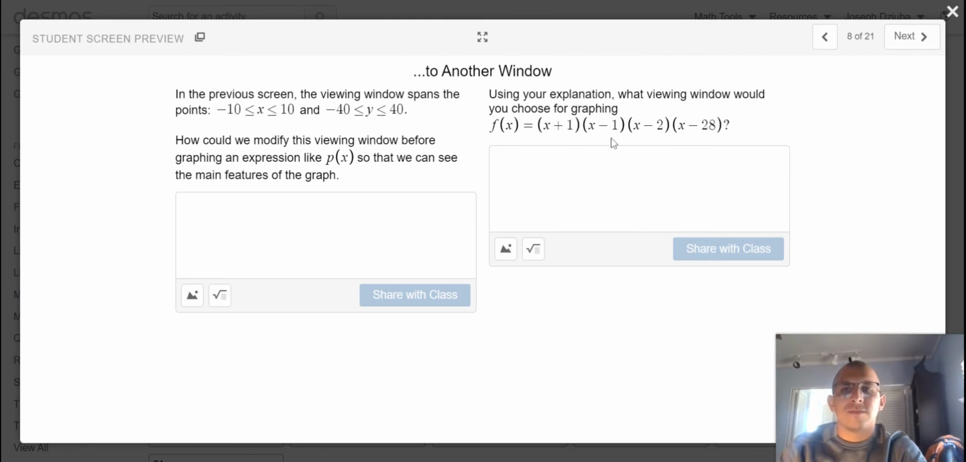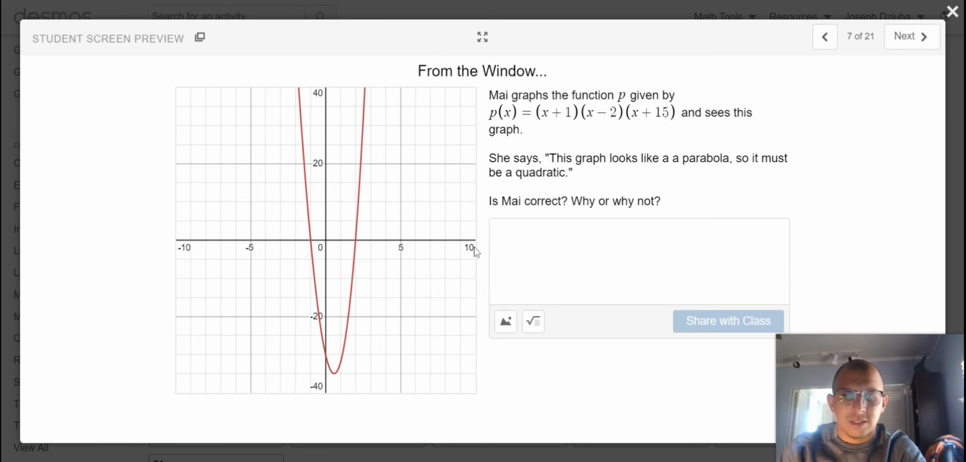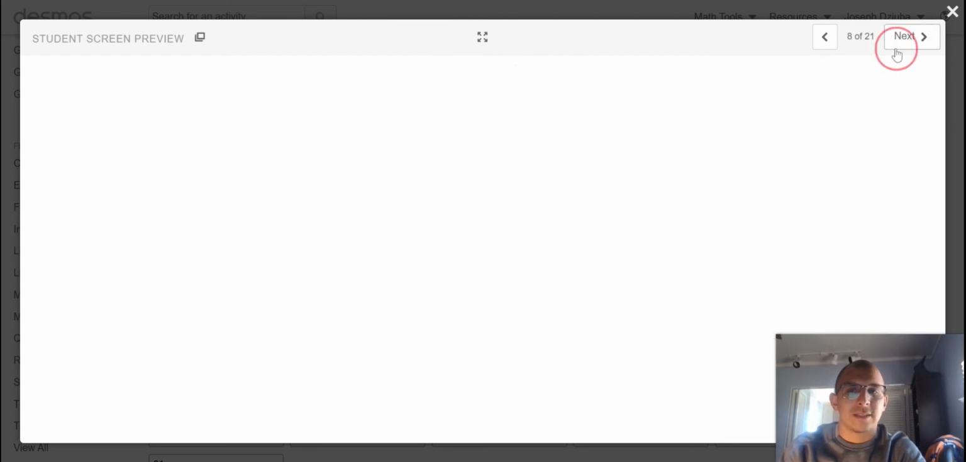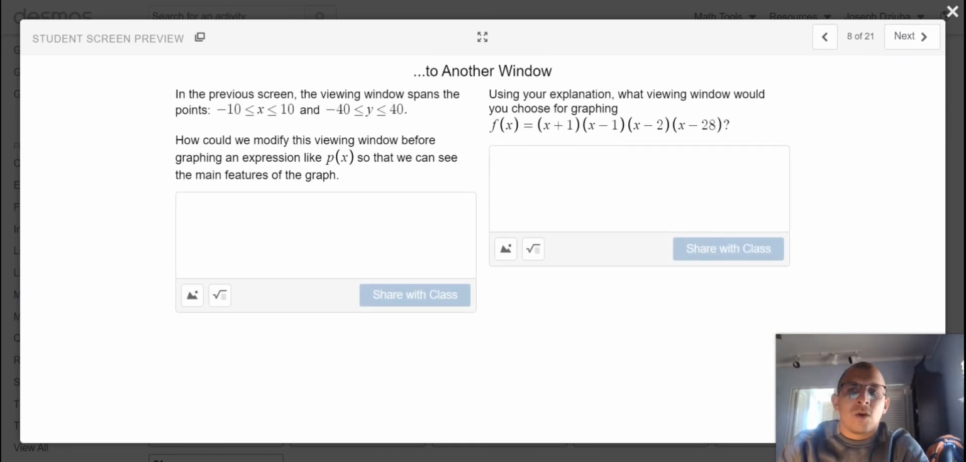In the previous screen, the viewing window spans the points from -10 to 10 on the x-axis and -40 to 40 on the y-axis. How can we possibly modify that window before graphing an expression like p of x so we can see the main features of the graph?